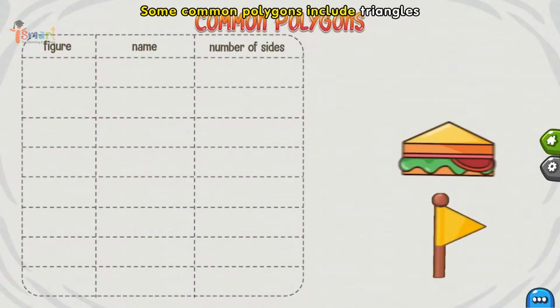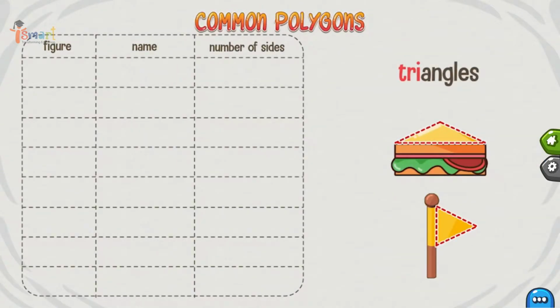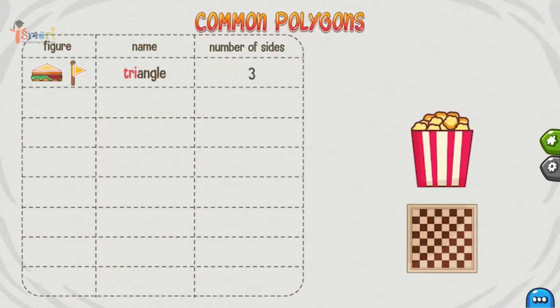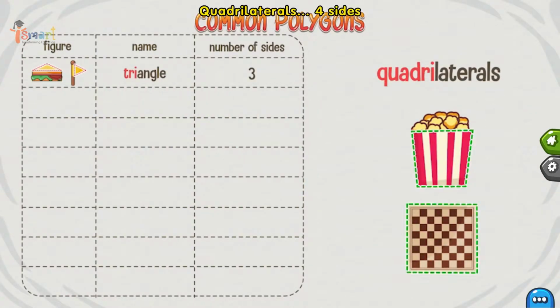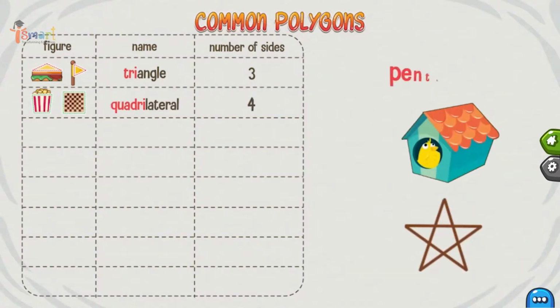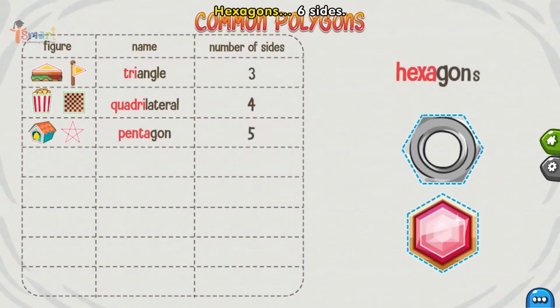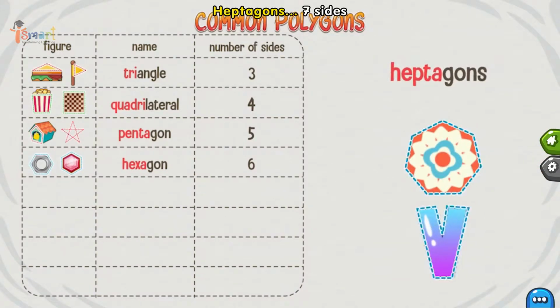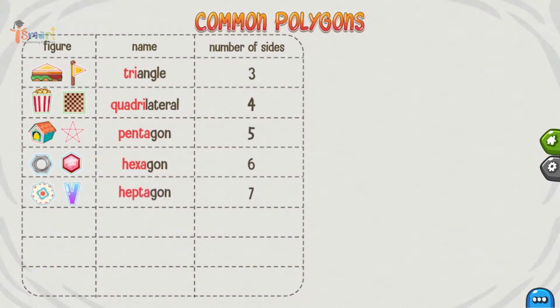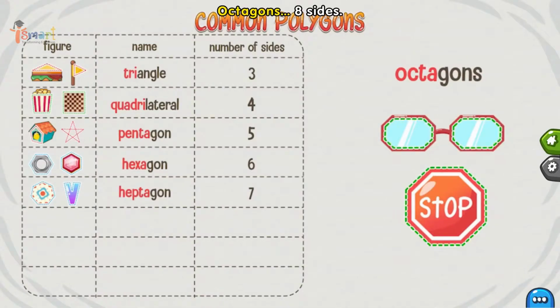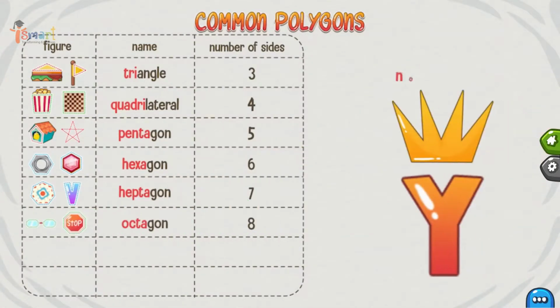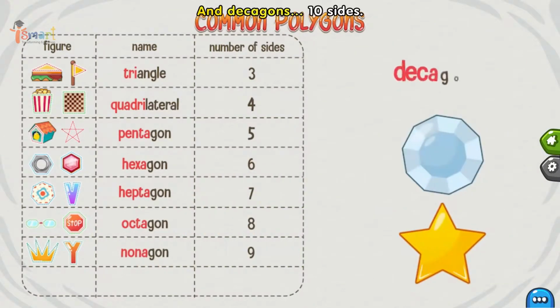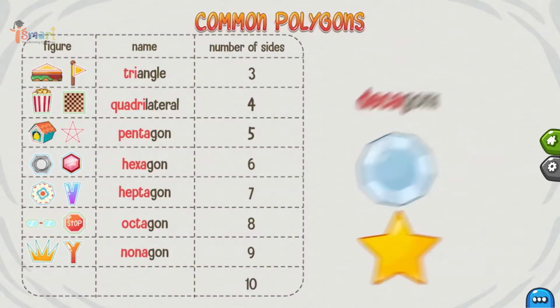Some common polygons include triangles which have 3 sides, quadrilaterals, 4 sides, pentagons, 5 sides, hexagons, 6 sides, heptagons, 7 sides, octagons, 8 sides, nonagons, 9 sides, and decagons, 10 sides.